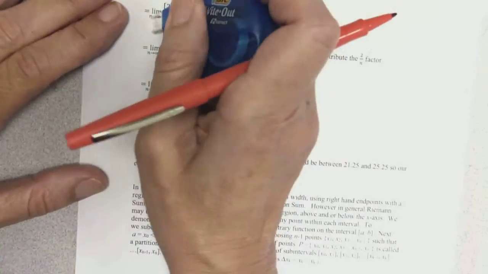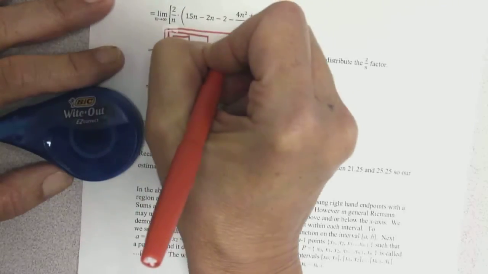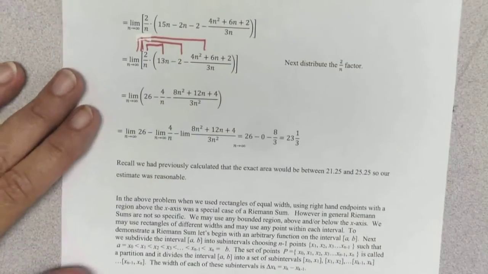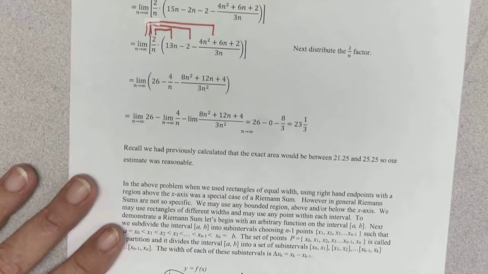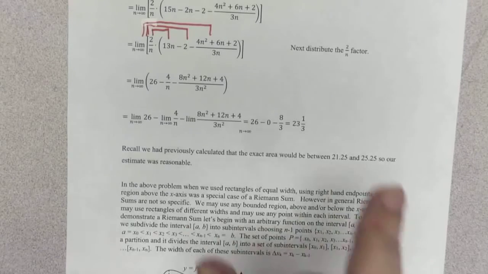And lastly, 2 over n times all that. So I distributed the 2 through the numerator to get 8n squared plus 12n plus 4. Just distribute the 2 through the entire numerator. And then on the denominator, 3n times n, 3n squared.